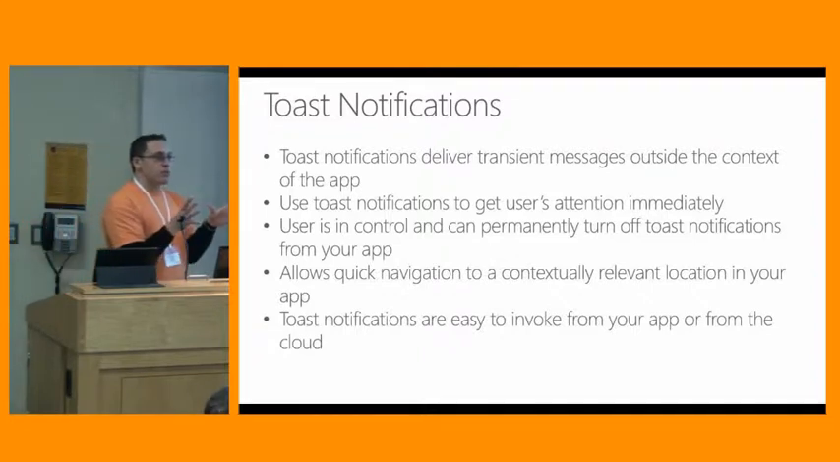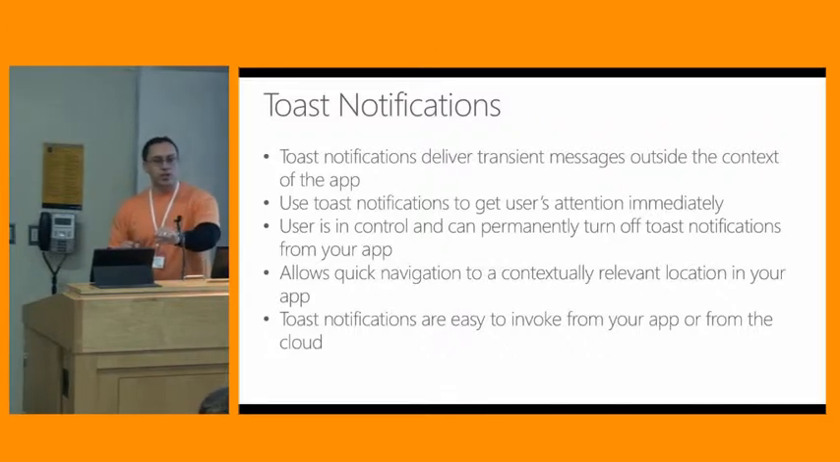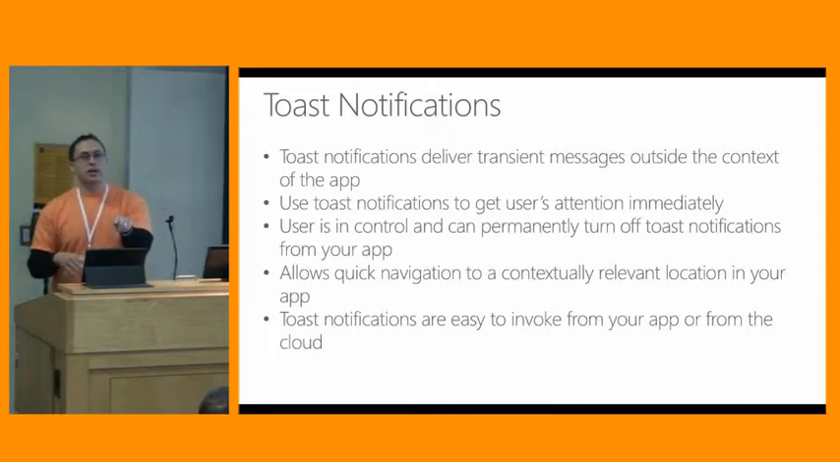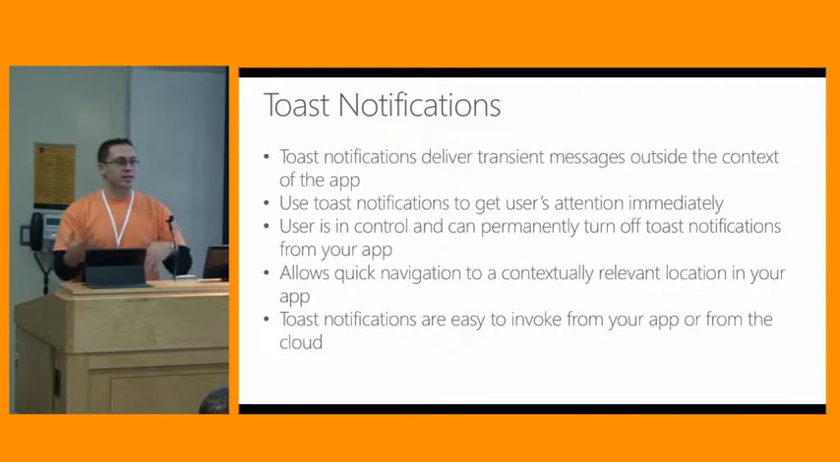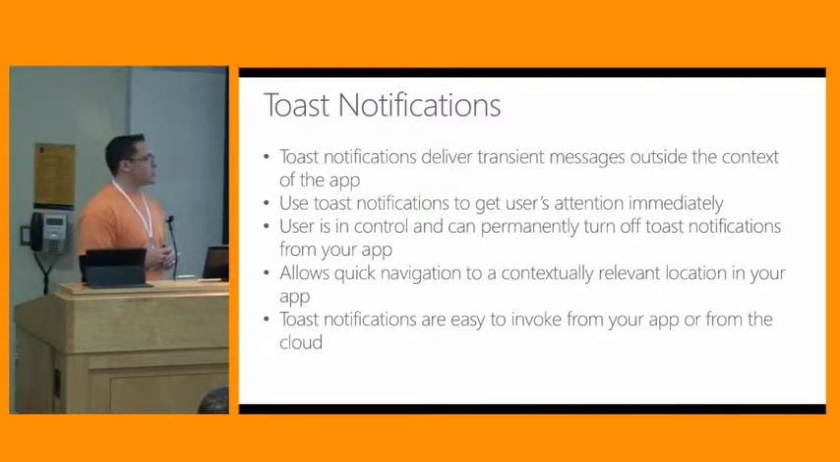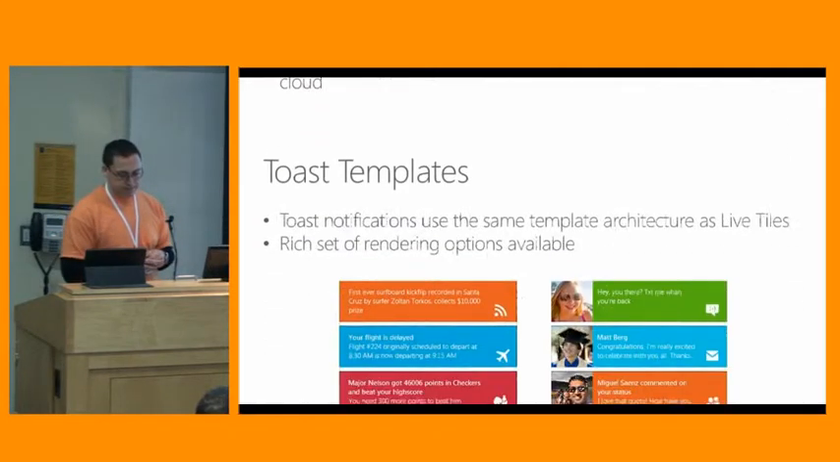But what these toast notifications do as well is they allow you, just like live tiles did, to contextually get into your app. So I've grabbed your attention. I could either dismiss it because I think, no, it's not that important, or I click on it, and now I'm providing contextual information to get to where I want to go in the app. And again, we'll show how they're easy to invoke from local, and then we'll show you how to do it from the cloud as well.